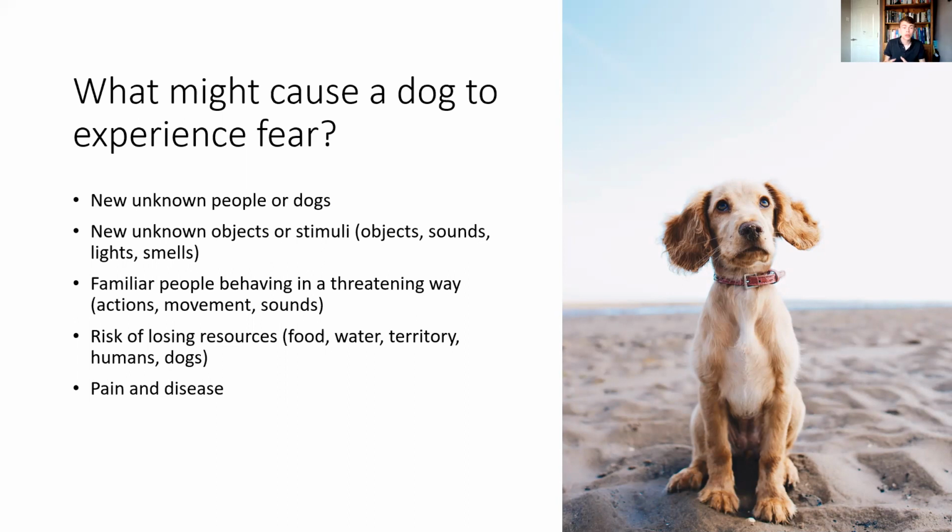Familiar people as well that behave in a threatening way. It might be that the dog's got on very well with a person, but a person moves in a certain way or responds to something in a certain way, and that causes some fear. Again, it might be a certain sound someone makes. Someone might shout, and that might cause some fear for the dog. This is particularly common in rescue dogs, or dogs that have had previous homes where they might have learned negative associations between particular movements or particular sounds, and maybe some sort of punisher, so maybe some physical punisher or something like that.